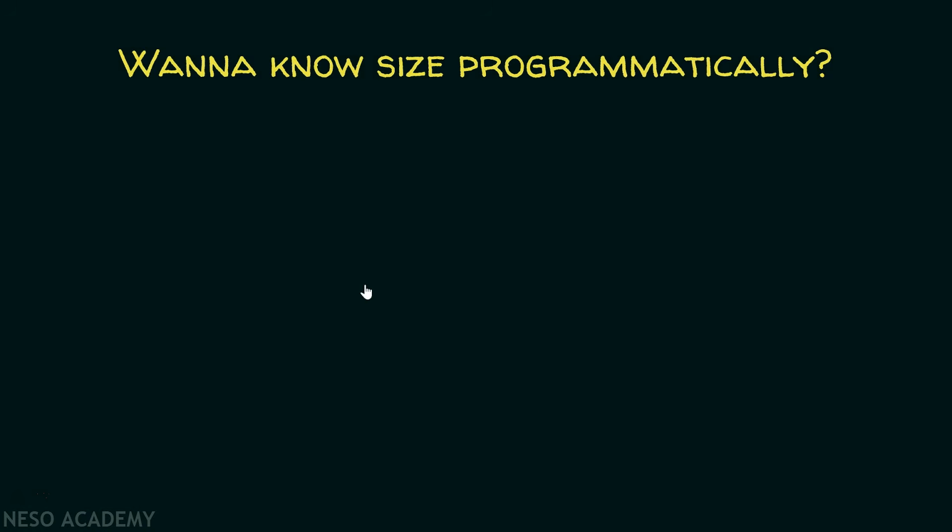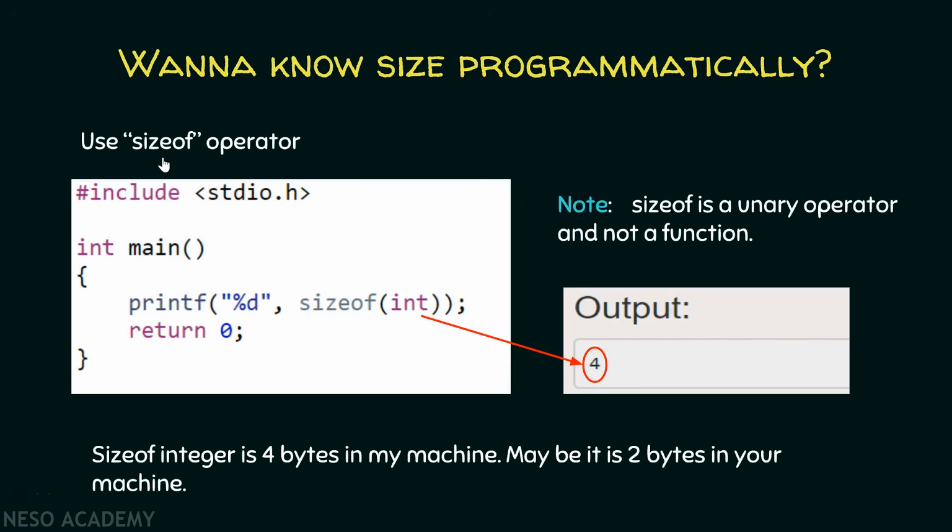Obviously, if you want to know the size of integer programmatically, then you can by using sizeof operator. Sizeof is a unary operator that helps us in determining the size of any data type that we provide to it. As you can see here in my computer, size of integer is actually equal to 4 bytes, as the output is 4 of this sizeof. I provided the output with the help of this printf function. Note, sizeof is a unary operator and not a function. You might think of it as a function, but it is not a function.